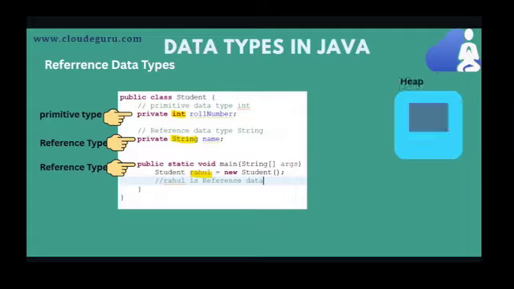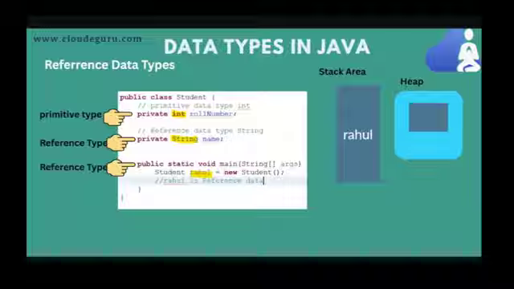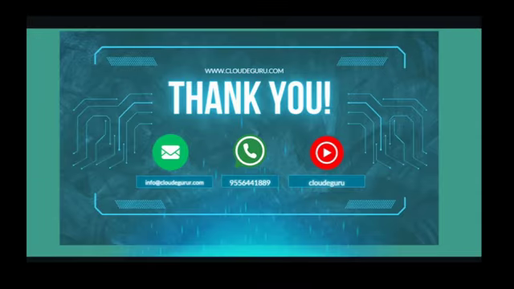So how does it work? When you write Student rahul equal to new Student, in the heap there will be a space reserved for this object, and in the stack area a reference will be created with the same name as the object's name, and it will point to the real object inside the heap. That's it for the lecture. Thank you.